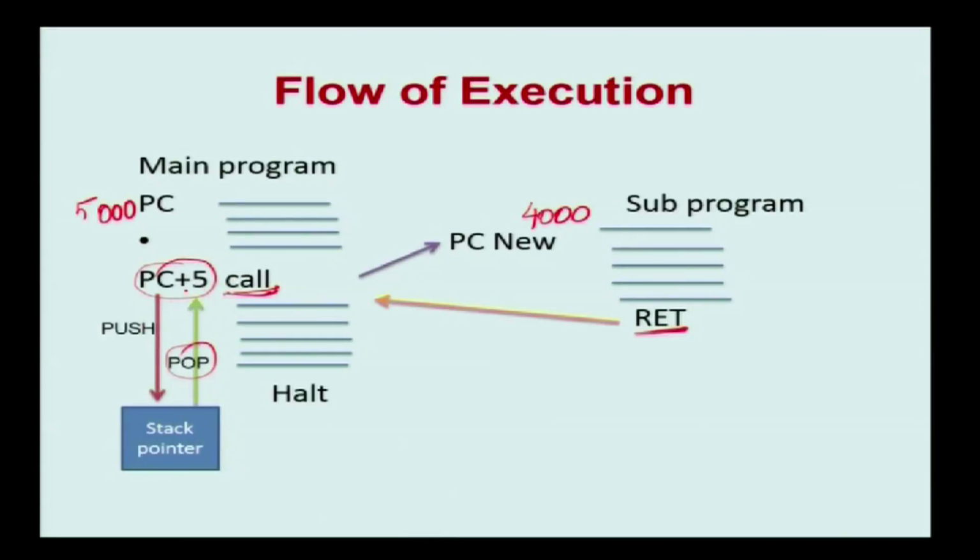Now, suppose the program counter value is 5008. That means the corresponding address will be loaded in the program counter. Now, it will start to execute from 5008, 5009, then continuously execute till the halt instruction. The halt instruction is used to terminate the program. So, this is the flow of execution for the call subprogram or also for the interrupt service routine.